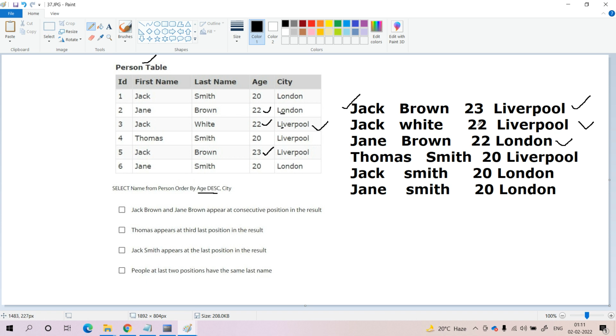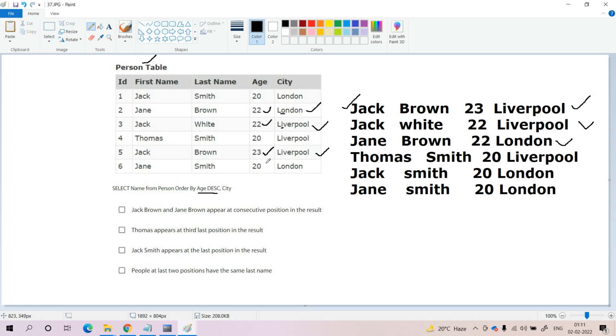The reason is both records have the same age, 22. Here we are comparing the records based upon the chronological order of the letters. L is the same, but I will come first. That's why I am considering the Jack White record as the second record. And the next immediate record will definitely be Jane Brown, 22, London. Till now we have successfully completed 3 records. Now what about the next 3 records?